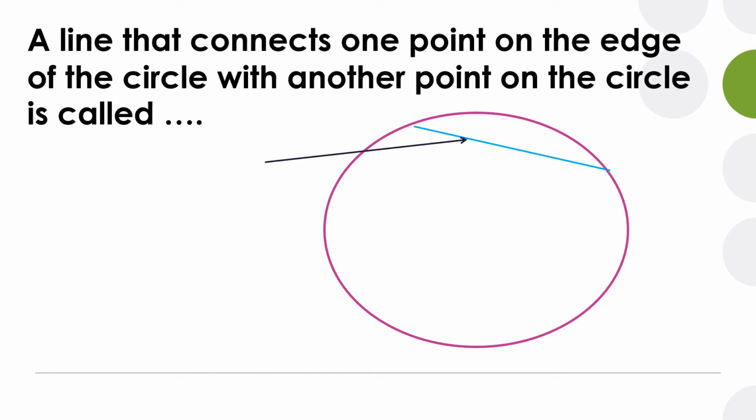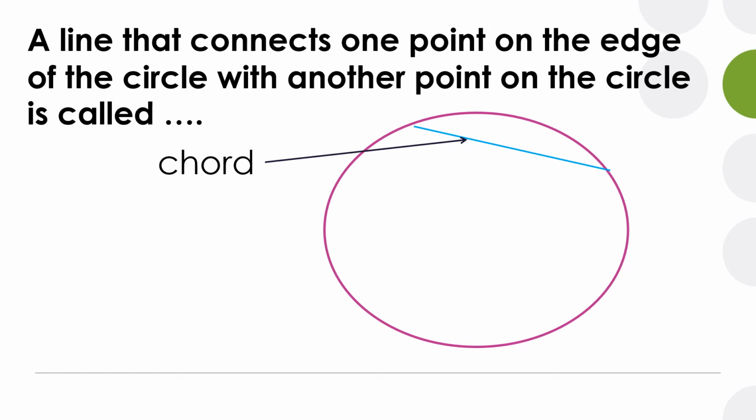Next, this blue color line that you can see here is not passing through the center, right? It is not passing through the center, but it is touching two points on the circle. So this line is different and hence it has a different name. A line that connects a point on the edge of the circle with another point on the edge of the circle is called a chord. What is it called? It is called a chord.